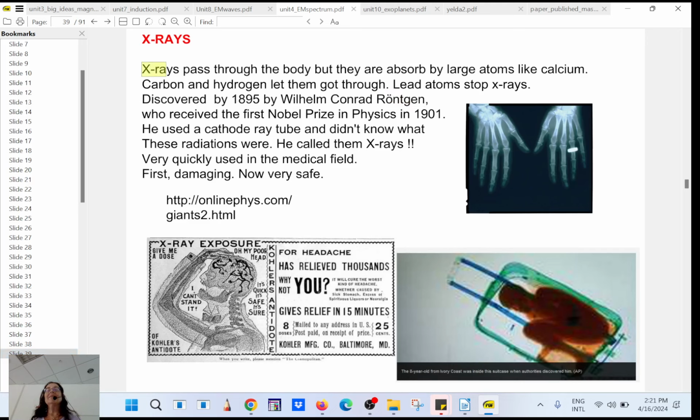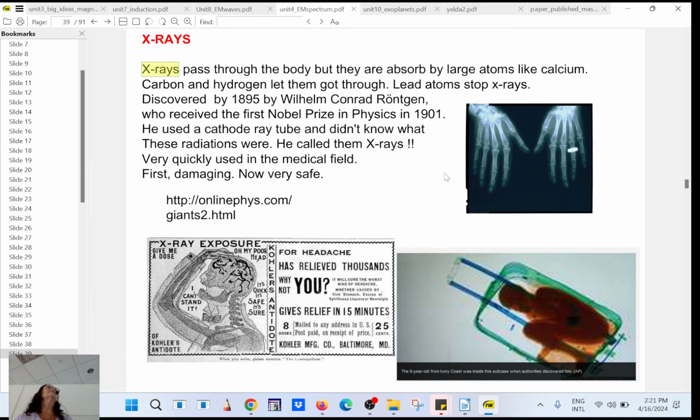He called this radiation X-ray because they didn't know what it was. Same thing with alpha, beta, or gamma rays. At the time, they didn't know what they were. They didn't know that they were photons from the electromagnetic spectrum, so they called them alpha, beta, gamma.